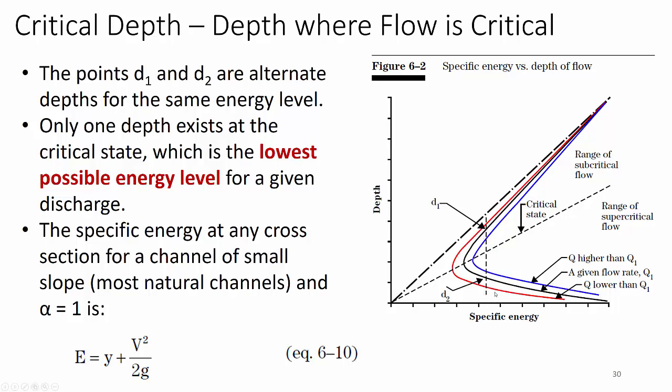So the relationship between these, I think we've discussed pretty clearly. Specific energy at any cross-section for a channel of small slope and alpha of 1 equals y plus v squared over 2g. So points D1 and D2 are alternate depths from the same energy level. Same energy level, but as the depth increases, you go from supercritical to subcritical.